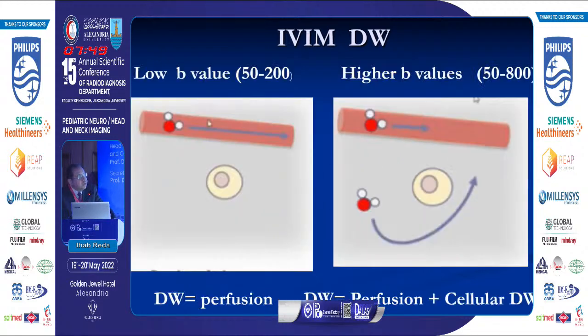If we are using low B-value, we will measure movement of the protons only inside the vessel, or we will measure perfusion. If we are using higher B-value, we can measure both of them, the extracellular and the intravascular, so we can measure the cellular as well as the perfusion.